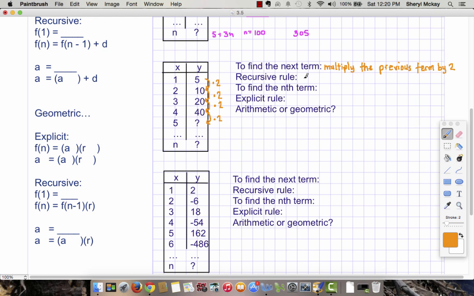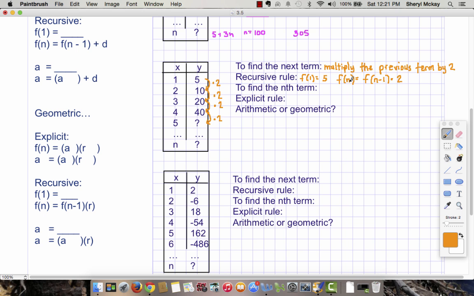So what would our recursive rule be? Well, our recursive rule would be f of n, or f of 1, sorry. We're going to say f of 1 is equal to 5. And then we are going to say f of n equals the value of the previous term, f of n minus 1, times 2, right? F of n minus 1 times 2.